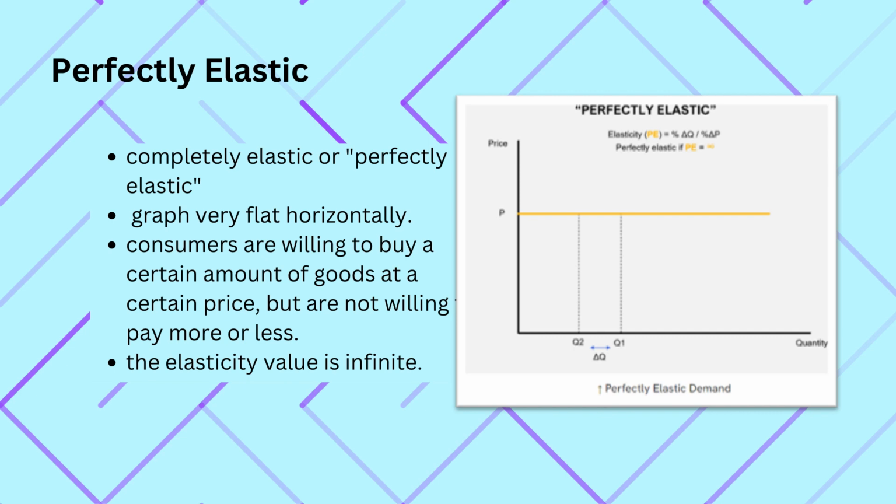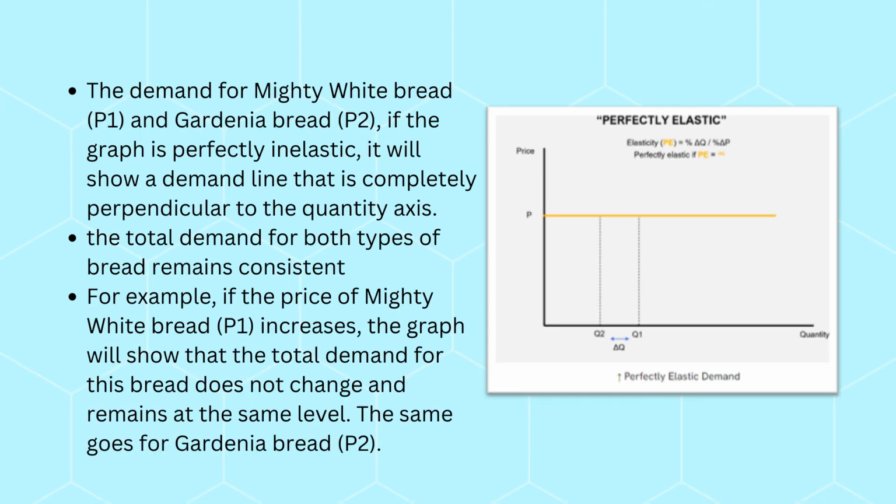The second graph is perfectly elastic. Elasticity of demand that is completely elastic, or perfectly elastic, involves a graph that is very flat horizontally. This means that consumers are willing to buy a certain amount of goods at a certain price, but are not willing to pay more or less. In this case, the elasticity value is infinite. For example, if the price of Mighty White bread P1 increases, the graph will show that the total demand for this bread does not change and remains at the same level. The same goes for Gardenia bread.